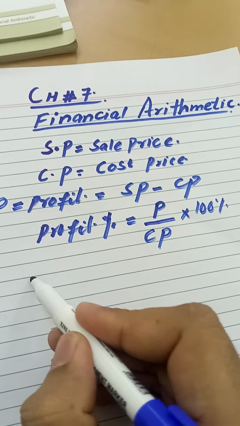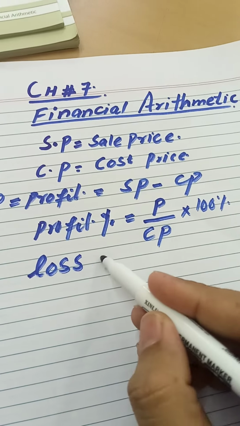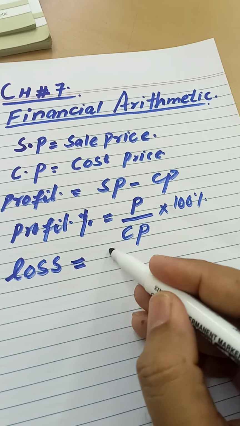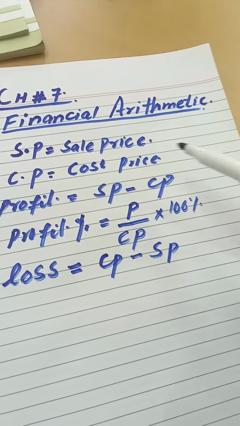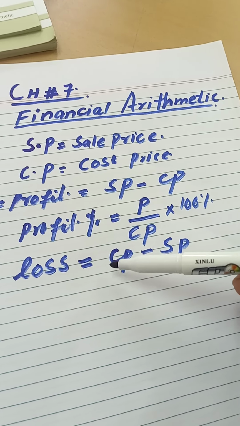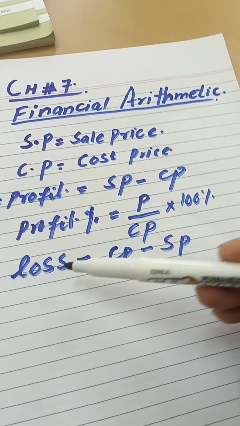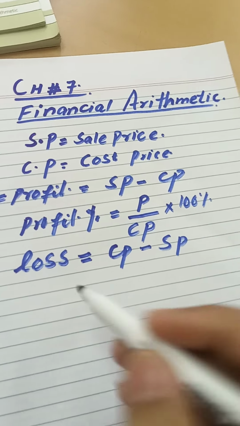Similarly, you can sell anything at a loss also. In a loss, sale price is less than cost price. So the formula is cost price minus sale price. There is a difference in profit and loss. In the profit we subtract cost price from sale price. In the loss we subtract sale price from the cost price.